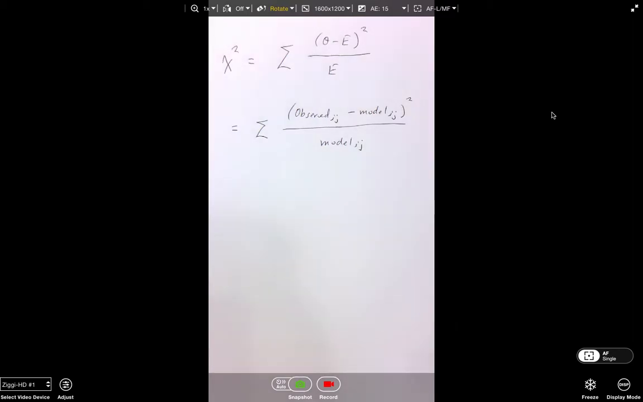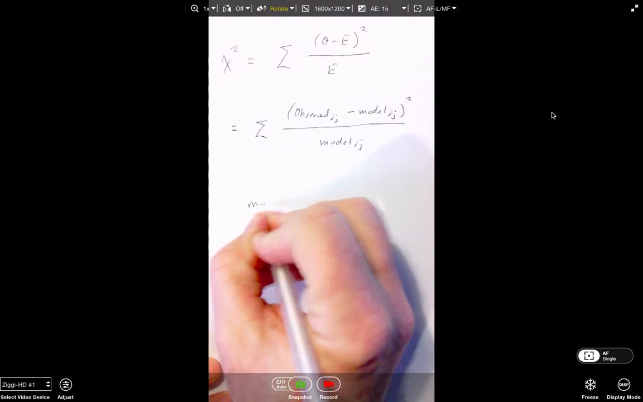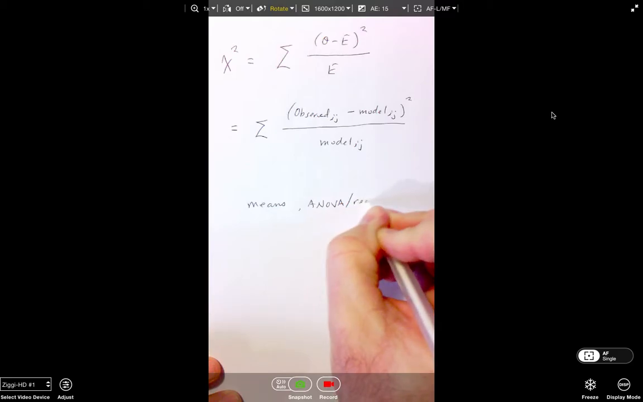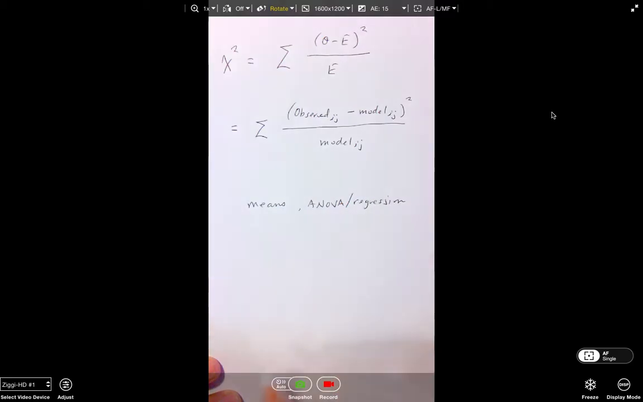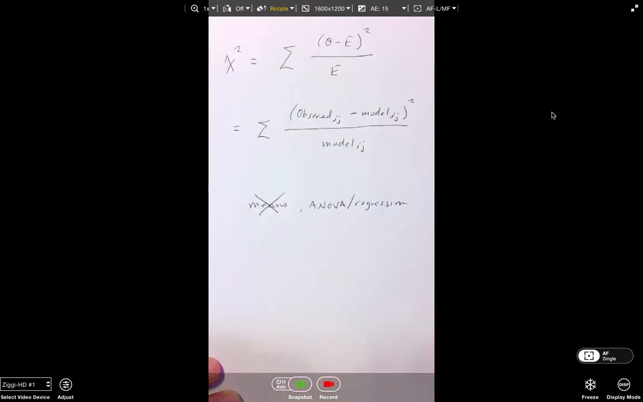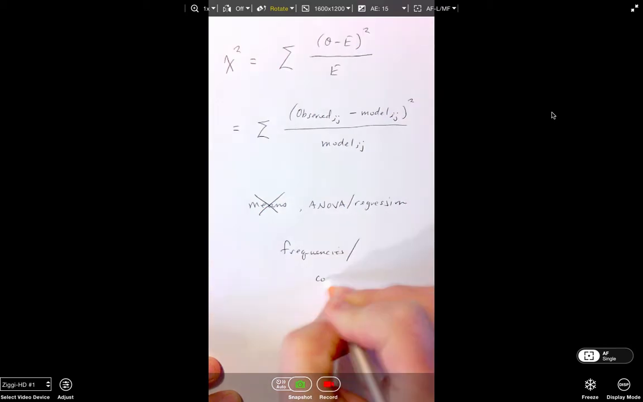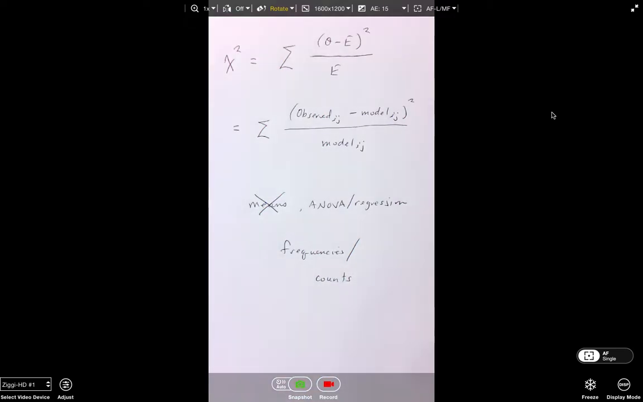Okay. Now in ANOVA and regression, we focus on the means, and we look at the deviation around the means. But we can't do that here because we have categories. So we use frequencies and counts instead. So means for ANOVA and regression, but clearly this is not applicable in our situation. So we look at frequencies or counts. Okay, and so we're going to be looking at expected frequencies and observed frequencies and so on and so forth.